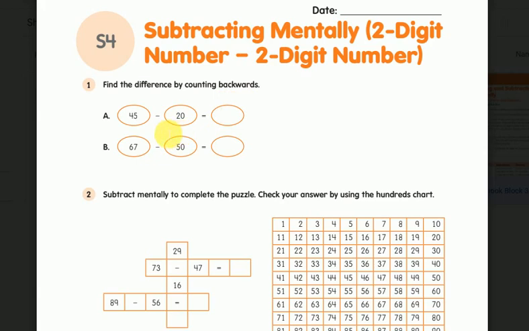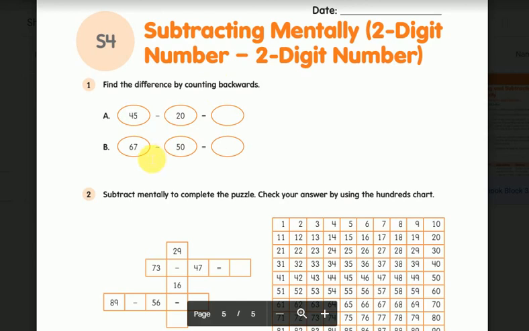Now see the first two questions, the number is ending with 0, isn't it? So 45 minus 20. 20 is the smaller number and it ends with 0. So you just have to count backwards by number of tens in 20, that is 2 tens. So back count, start with a bigger number, 45. So 35, 25. Your answer is 25.